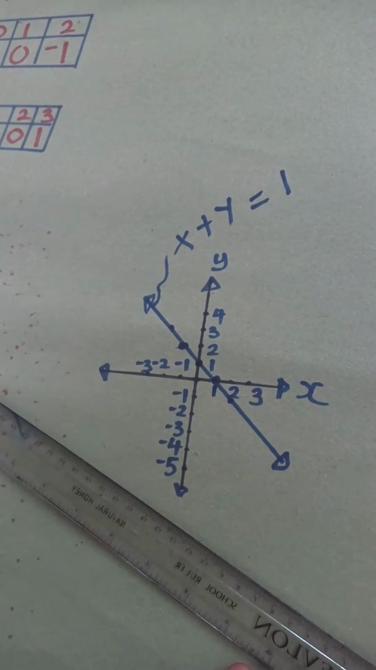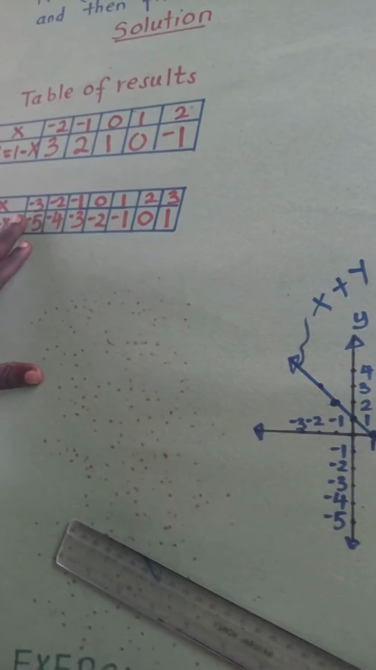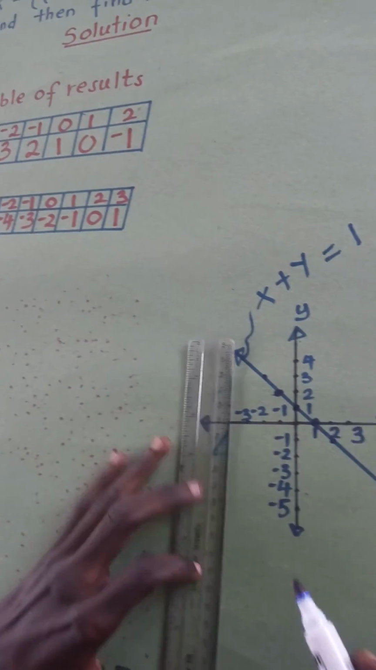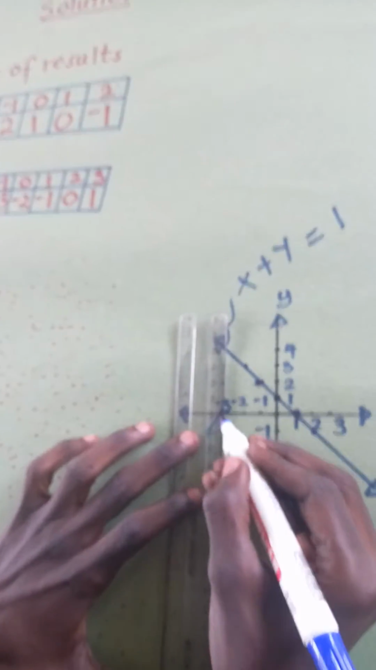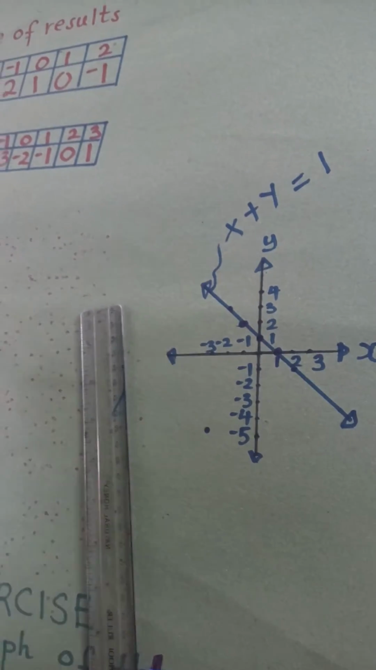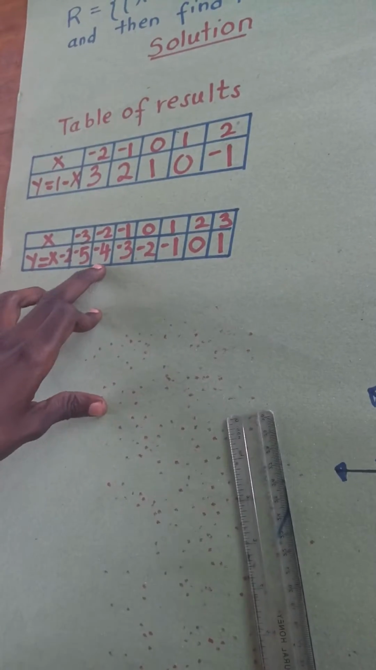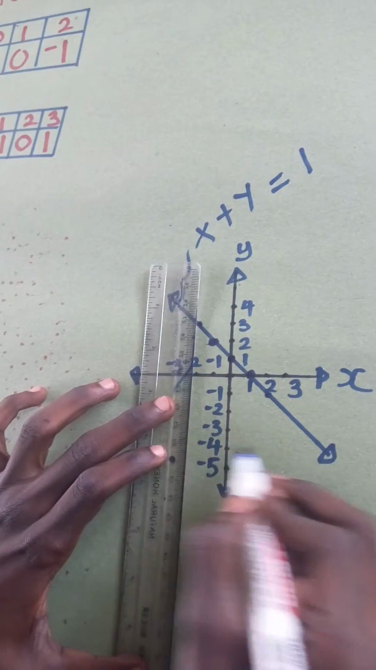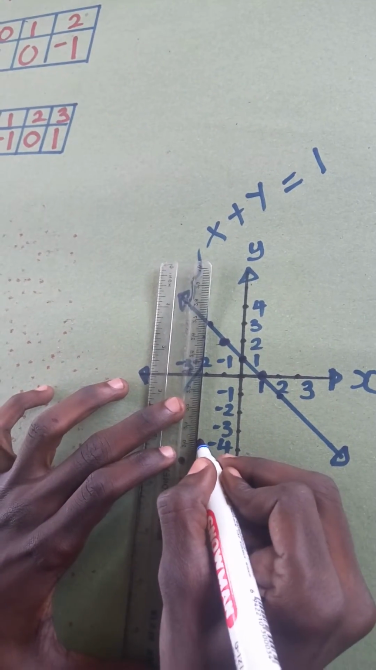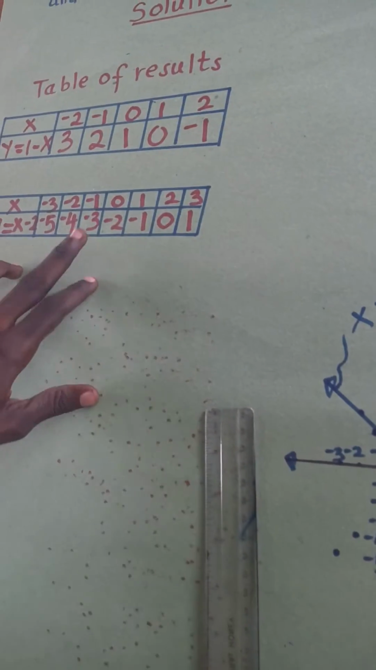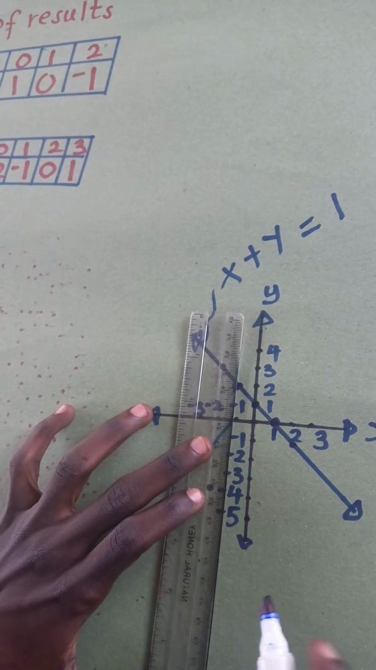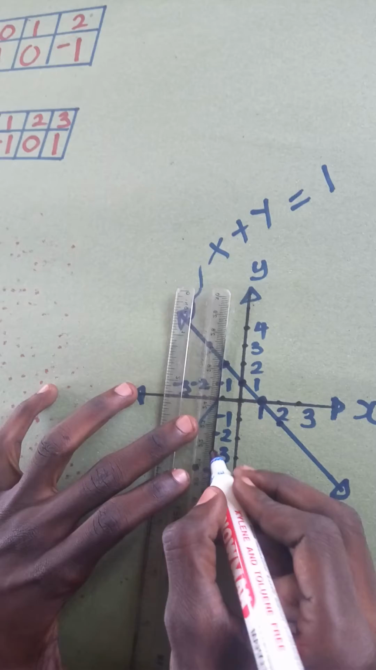Okay, for inequality number 2, when x is negative 3, y is equal to negative 5, which is this point. When x is negative 2, y is equal to negative 4, which is this point. When x is negative 1, y is equal to negative 3, which is this point.